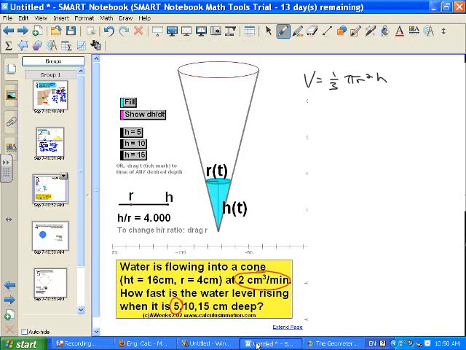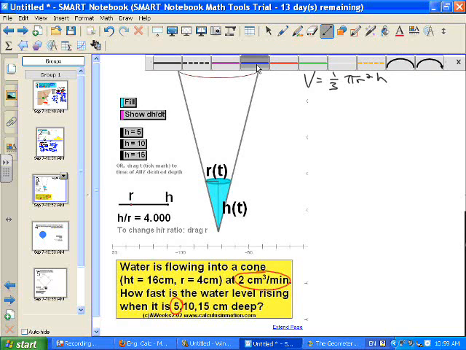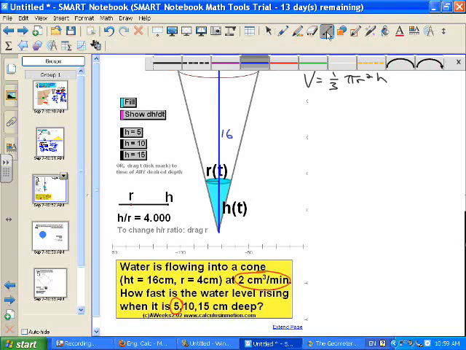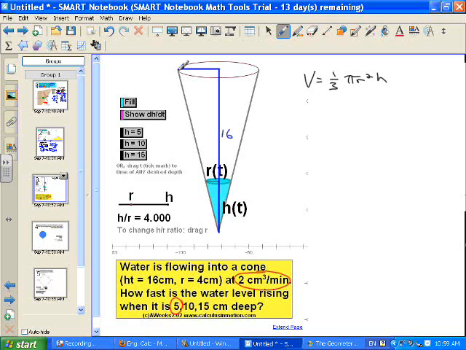Not area. No. One of the things that I don't have labeled in here, which we can do, is we know that from the bottom to the top of this thing, the height is 16. And we know that at the tip top, the radius of this thing is 4. What about them? What else?